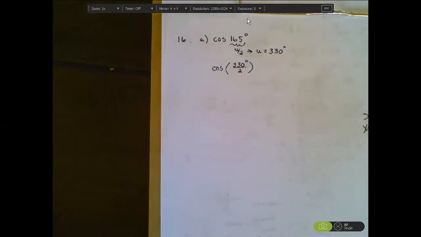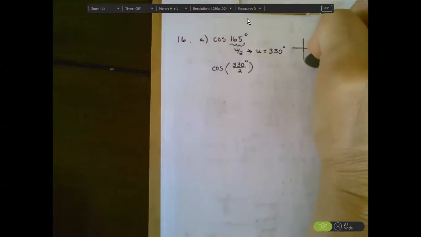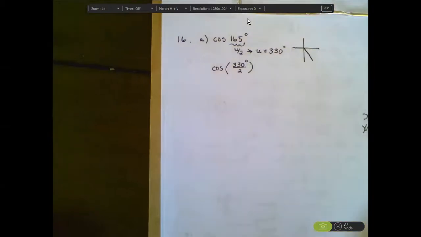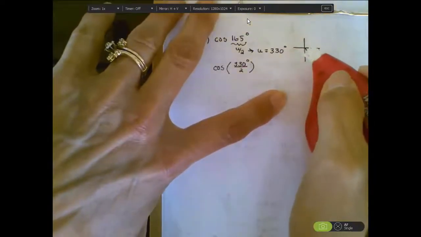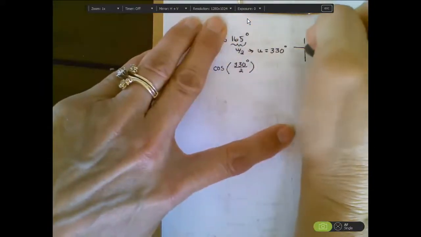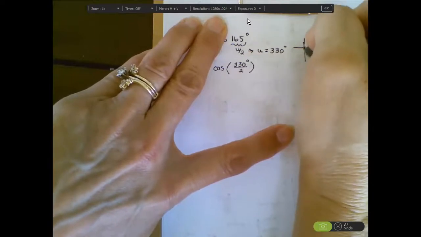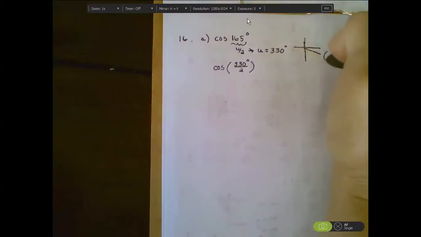Now, 330 is one of our quarter pies. Wait, 270 and 45? No, it's not. It's 270 and 30. It's right here. 330 is right there. Oh, darn it. It's right there, close to the x-axis, which means the ordered pair is square root of 3 over 2, negative 1/2.